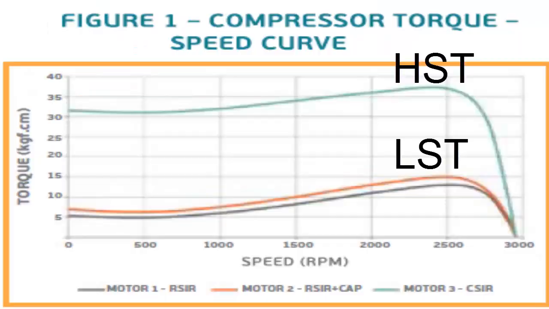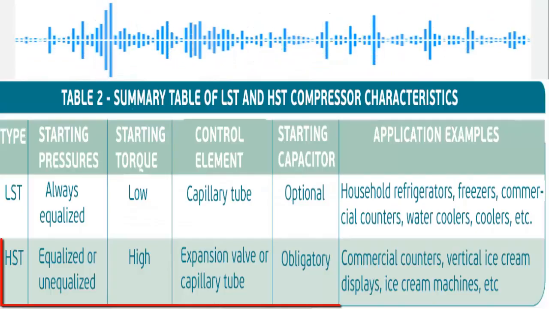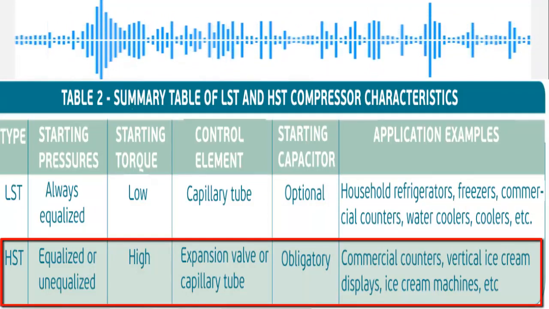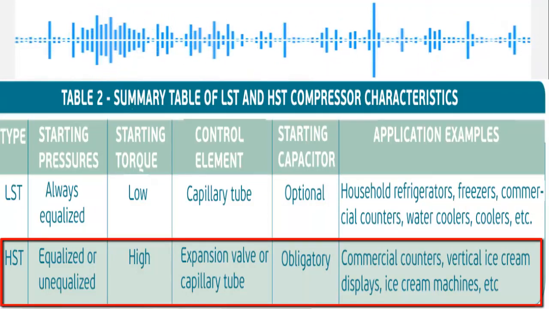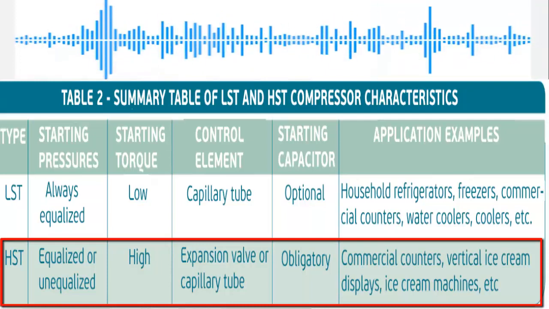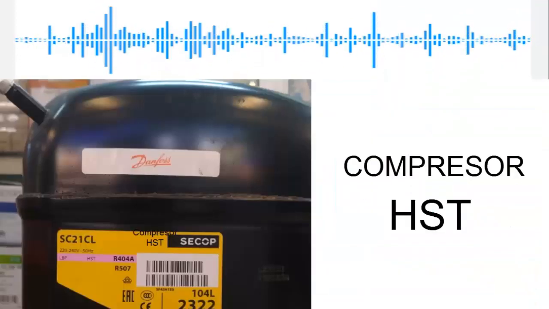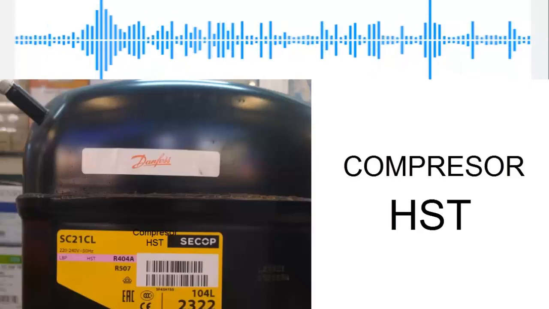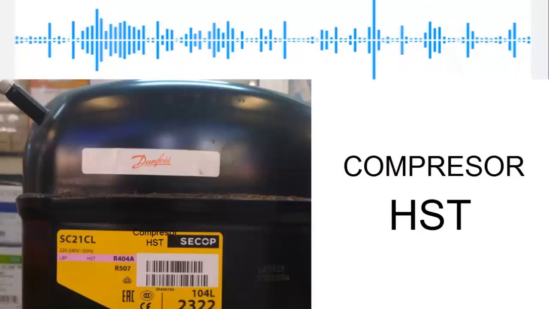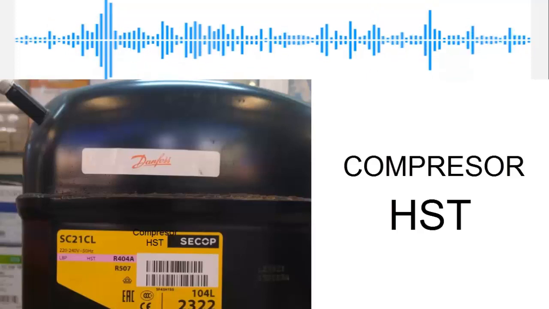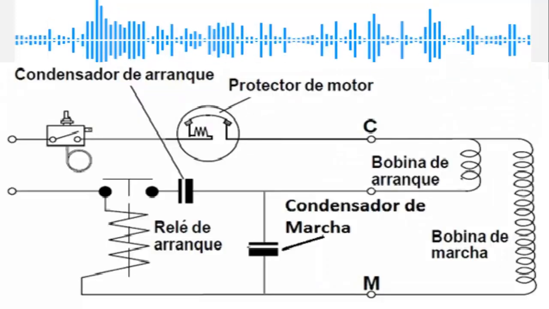In the graph displayed, we can see the curves for the high starting torque, HST, compressor, compared to the low starting torque compressor. In the table, we can observe that high starting torque compressors require a start capacitor. HST compressors feature CSR and CSRI type motors. On screen, we have the connection diagram for a CSR type motor.